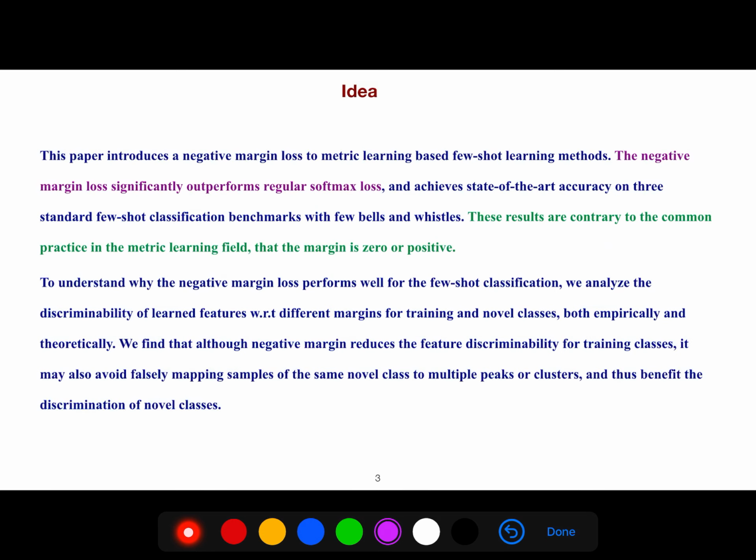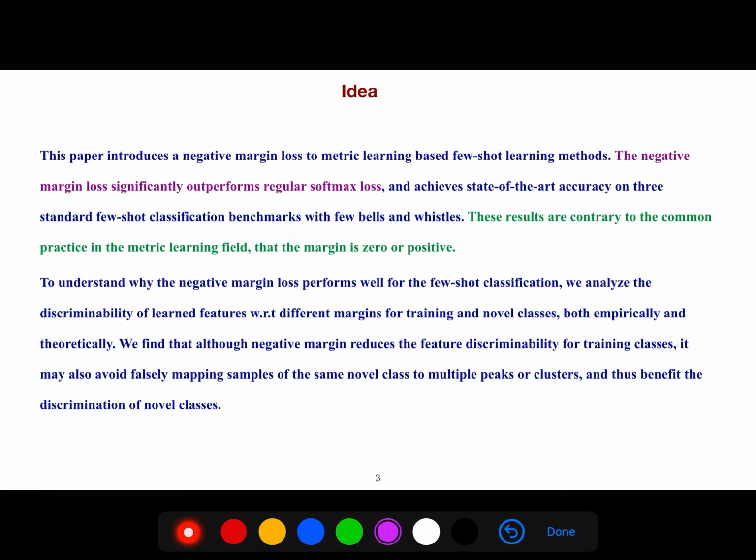This paper introduces a negative margin loss to metric learning-based few-shot learning methods. The negative margin loss significantly outperforms regular softmax loss and achieves state-of-the-art accuracy on 3 standard few-shot classification benchmarks with few bells and whistles.